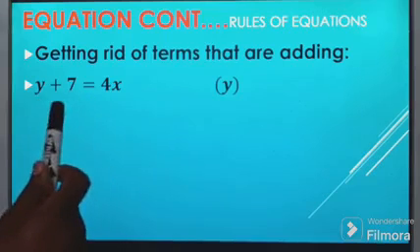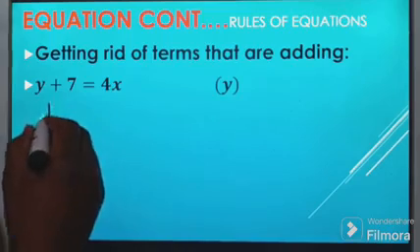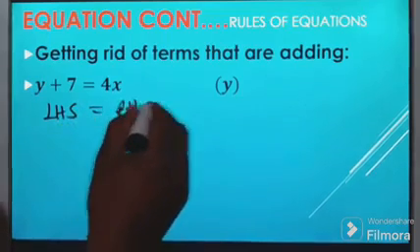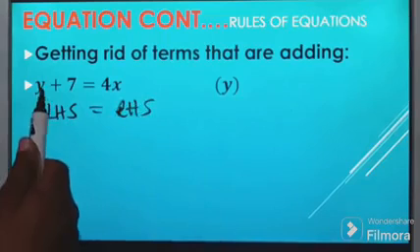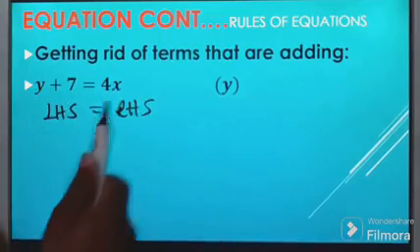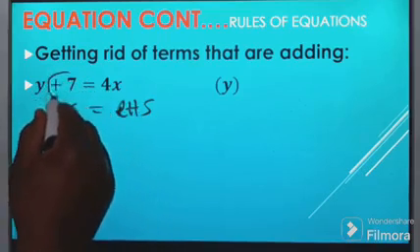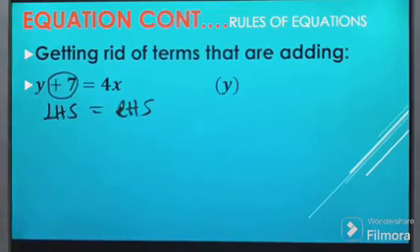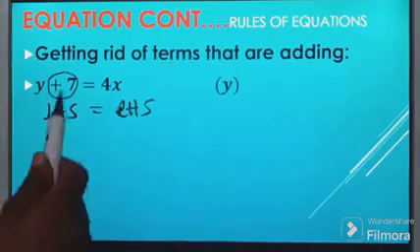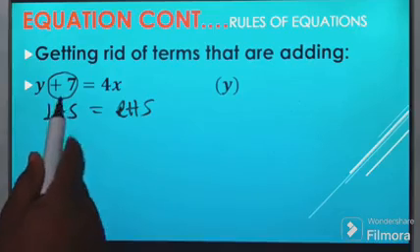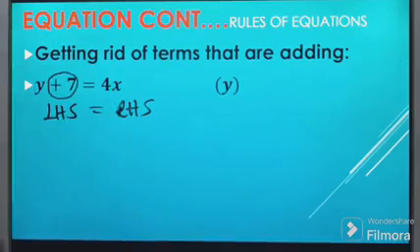So you see that on our left hand side, and this is our right hand side, on the left hand side there is y plus 7 and on the right hand side there is 4x. We want to remove the 7 from there. And this is adding. So this is a positive 7. It's adding to y. So because it's adding to y, how do we get rid of this?